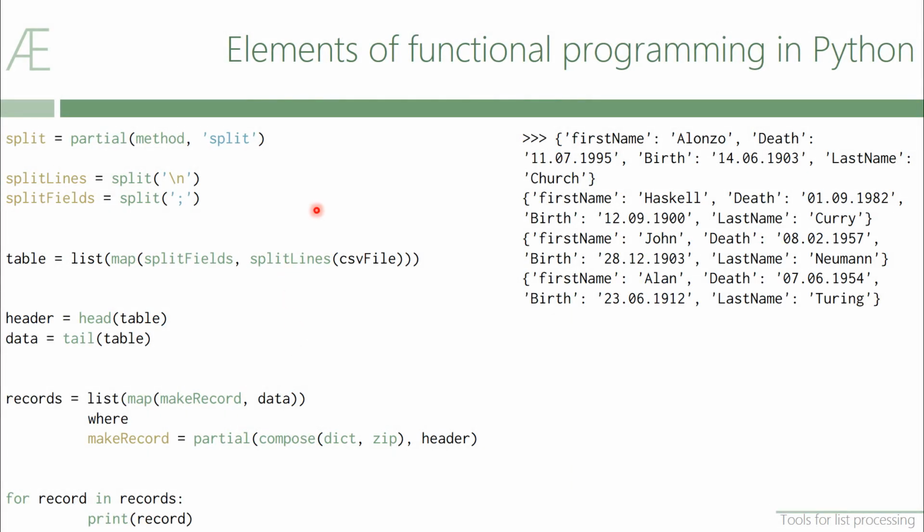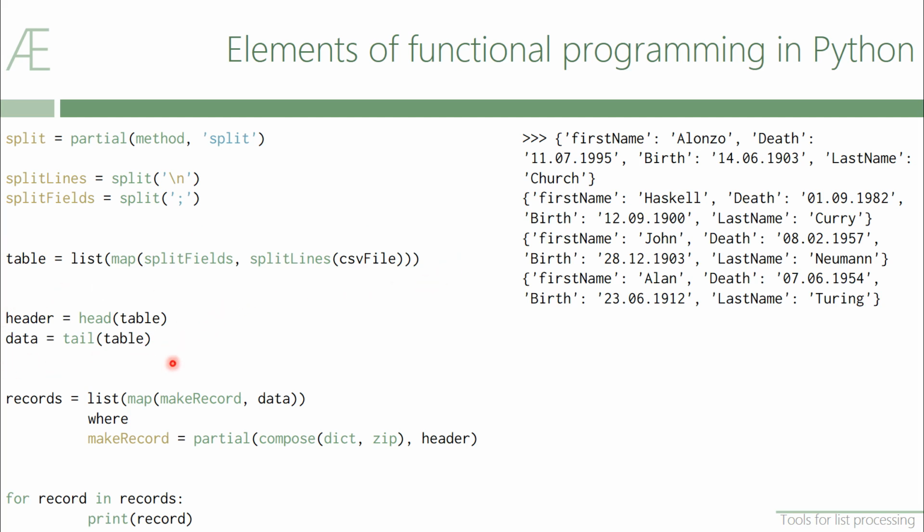First, we want to make separate functions to split on the semicolon symbol and on the newline character, so we make a partially applied method caller with the split method given to it, and then construct split lines and split fields out of the resulting functions. Then we split the text we have to get a list of lines. Each of these lines we split into fields to get a list of lists where each list is a row of the table. Then we take the header and the rest of the table separately.